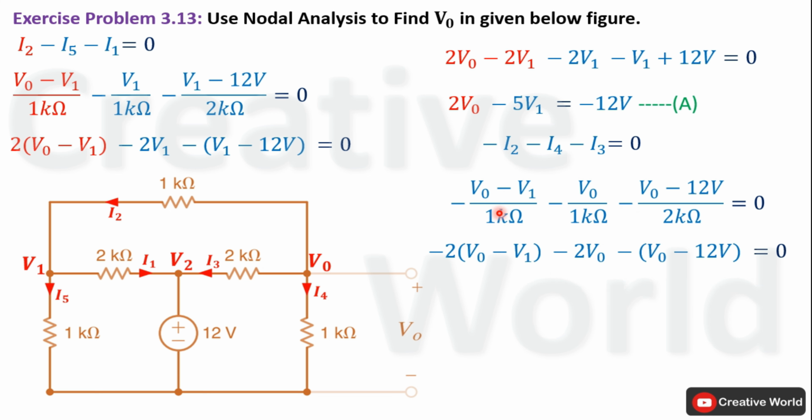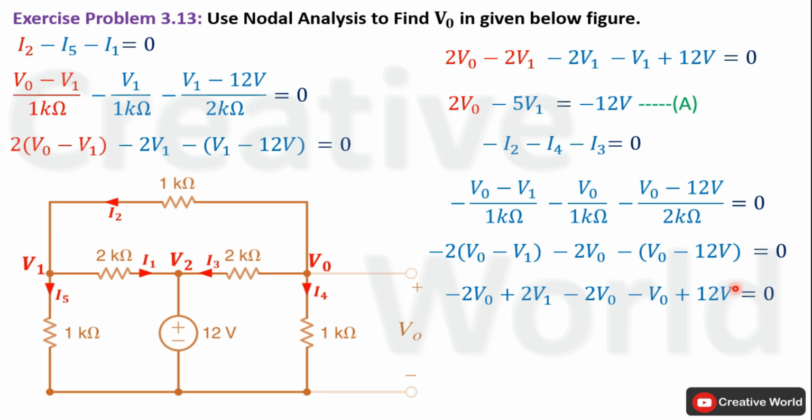Product of 2 kilo ohm and 1 kilo ohm in denominator will cancel out with each other. Only 2 will be left, and that 2 will multiply with V0 minus V1. Here product of 2 kilo ohm will cancel out with 1 kilo ohm in denominator. Only 2V0 will be left. Here product of 2 kilo ohm and 2 kilo ohm in denominator will cancel out with each other. Only V0 minus 12 volt will be left. Now open these brackets. The equation will become minus 2V0 plus 2V1 minus 2V0 minus V0 plus 12 volt.